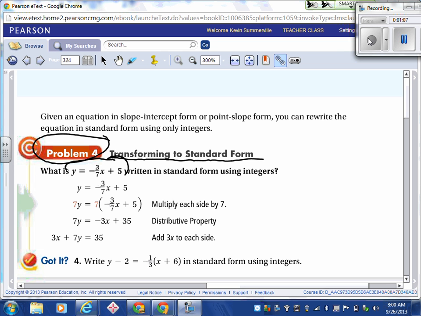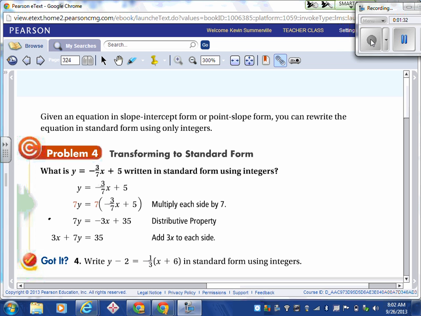So we have 7y, and then we take 7 times everything inside here, and we get 7 times negative 3 over 7 is negative 3x. And then we have 7 times 5, and we get 35.